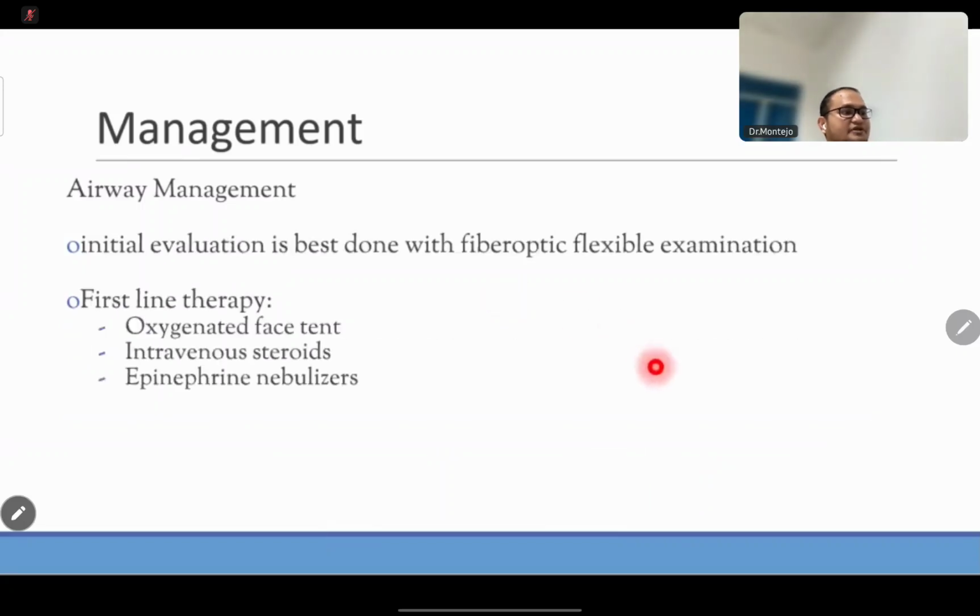So initial evaluation is best done actually with your fiber optic flexible examination. So first line therapy usually is done for patients with airway obstruction of less than 50%. No? So what we do, we give oxygenation, face tent, sometimes sa mga public could be your nasal cannula, steroids. No? It could relieve the swelling, and also even epinephrine nebulizers, particularly for kanang mga epiglottitis.